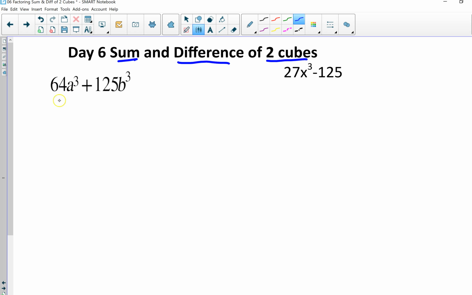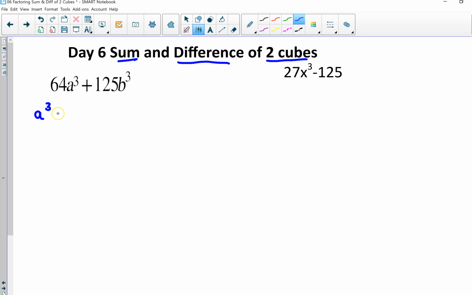The next thing you're going to do is look at each term. We have two terms, and we know that 64 is both a perfect square and a perfect cube. But a cubed is a perfect cube when 25 is a perfect cube and b cubed is a perfect cube. And we see a plus sign in between, and that means that this meets the conditions for sum of two cubes, aka SOC. Next, we're going to write down the formula.